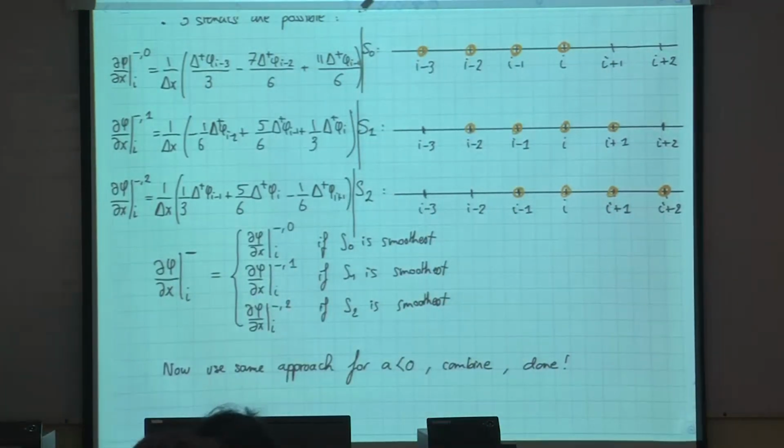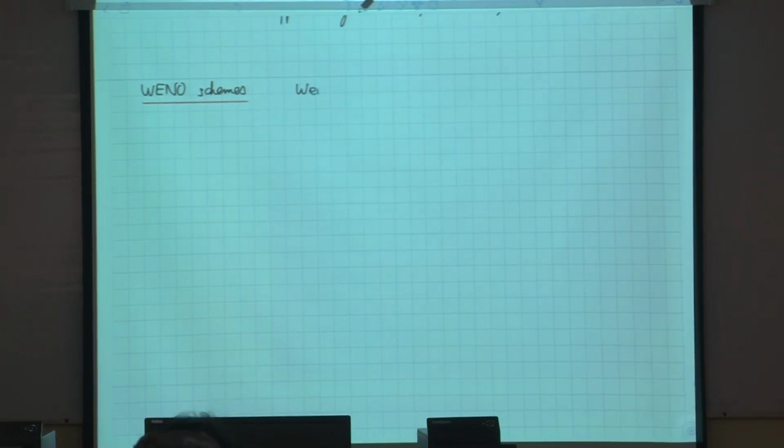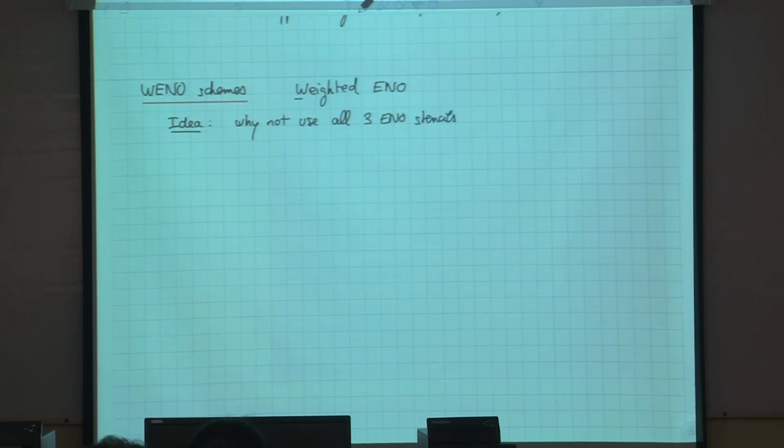How? Well, it's a little bit of magic, and I kind of mean that. So let me just say this stands for weighted ENO. So the idea, why not use all three ENO stencils if the data is smooth? Then fifth order accuracy is possible.